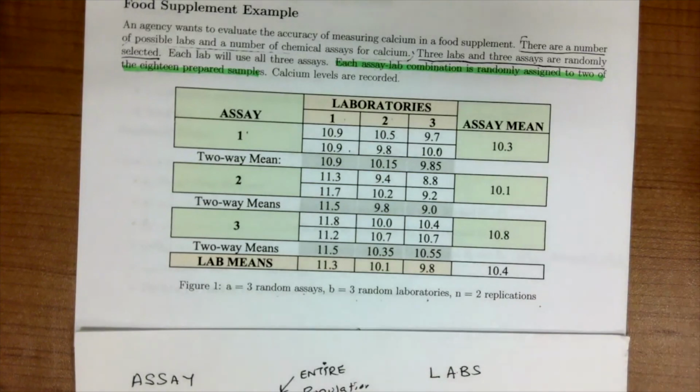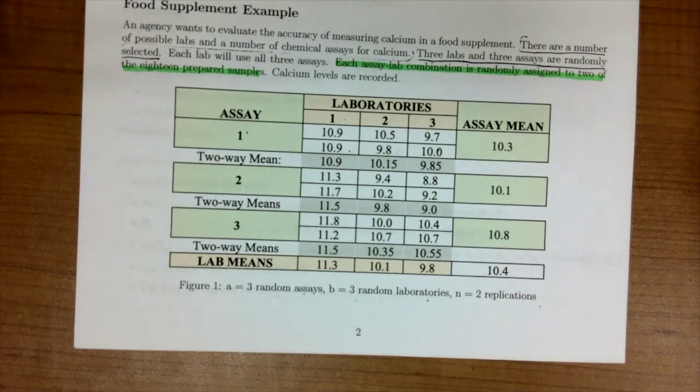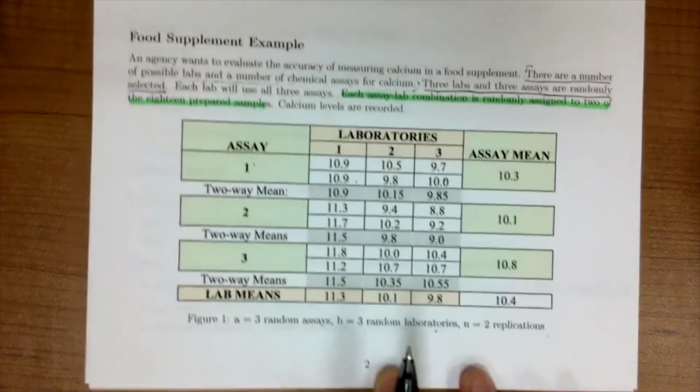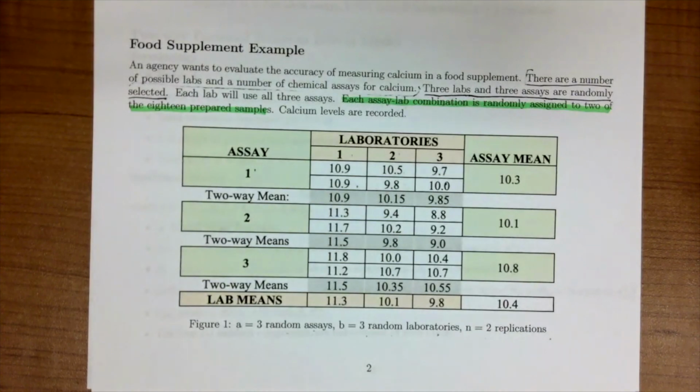With that, you should hopefully have at least a better understanding of the difference between fixed effects and random effects. In our next lesson, we're going to focus on looking at the ANOVA table and how inference between fixed effects and random effects differ.